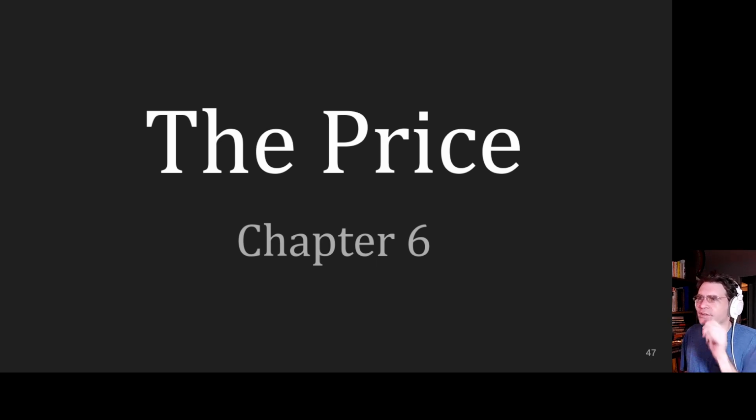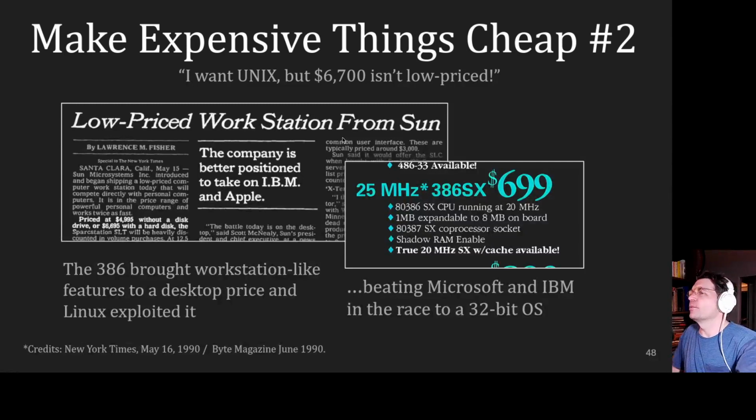Anyway, let's go to chapter 6. Everything was too expensive. We want to make expensive things cheap again. Here's an article that I found about low-price workstations from Sun, where they're advertising a $7,000 or $6,700 workstation. That's not low price enough. We can get a 386 over here for $700. This is about the same month time frame.